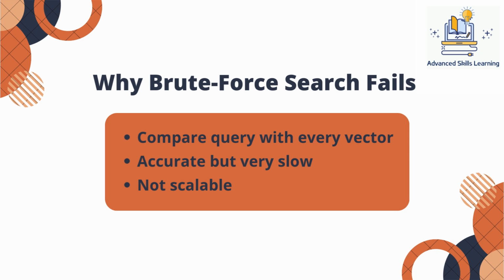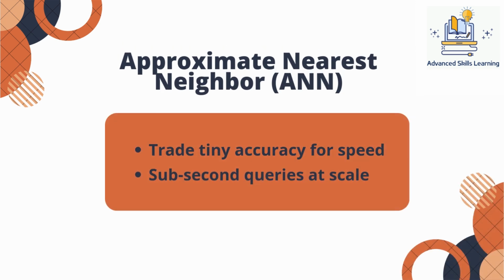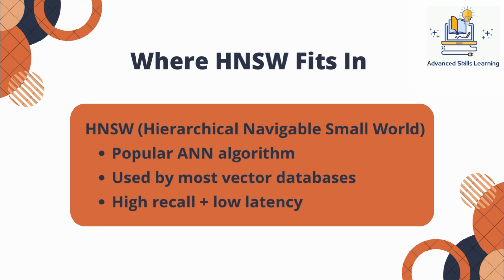This is why vector databases rely on a different strategy called Approximate Nearest Neighbor Search, or ANN. ANN techniques do not guarantee a mathematically perfect answer, but they return results that are extremely close, while being orders of magnitude faster. In practice, this trade-off is almost always acceptable for applications like semantic search, recommendations, chatbots, and RAG pipelines. One of the most popular ANN algorithms used today is HNSW, which stands for Hierarchical Navigable Small World.